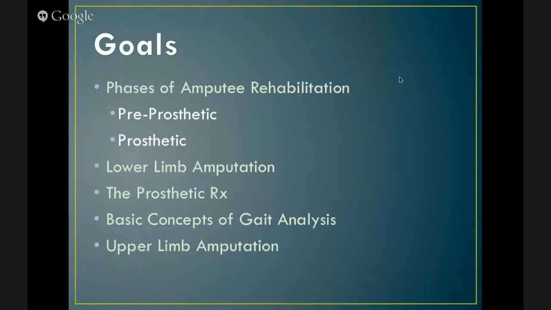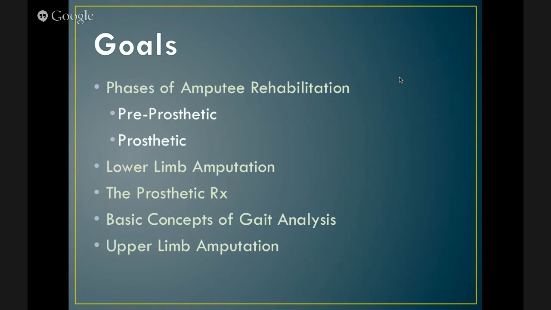So, goals. We'll talk about the different phases of amputee rehabilitation, more specifically the pre-prosthetic phase where somebody does not yet have a prosthesis, usually immediately post-op, and what we're trying to do on the inpatient and the outpatient side, and prosthetic training. Once they actually get a prosthesis, some of those goals overlap and are pretty similar, if not the same, because these are lifelong habits that you're trying to reinforce with your patients. We'll spend a good amount of time talking about lower limb amputation, just because that's the majority of what we see, especially on the inpatient side.